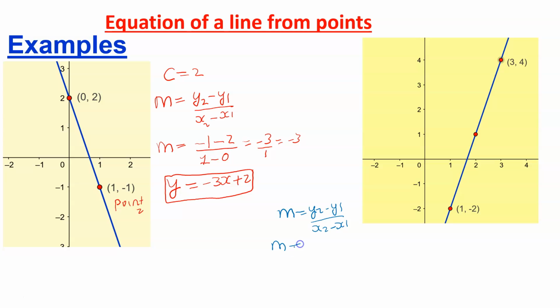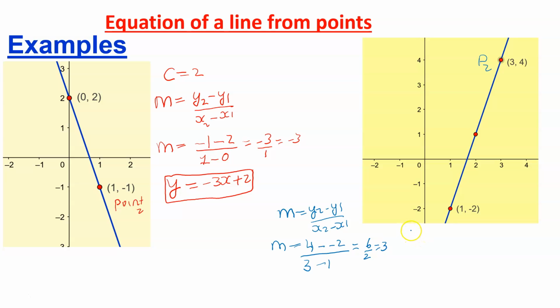But what is y2? You can take this automatically. So my y2 is 4 and my y1 is -2, and there's a minus between them. My x2 is 3 and my x1 is 1. So that gives you 6 divided by 2. That gives you a gradient of 3.